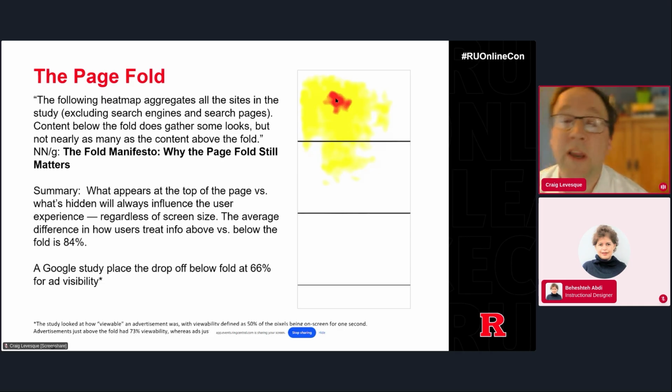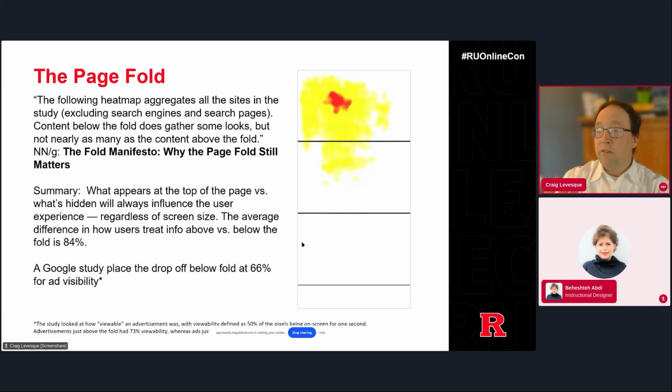What you're seeing on the right here is a heat map that was generated by the NN/g group using eye tracking software as people read non-search engine pages. So what this is saying is that in the red, that's where a majority of people spent a majority of time looking, and then the yellow to the gray to the white is in order decreasing page views.